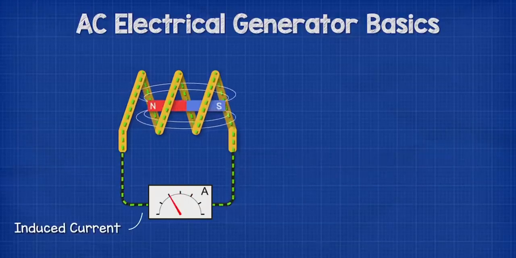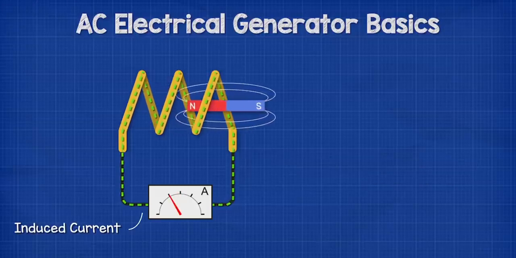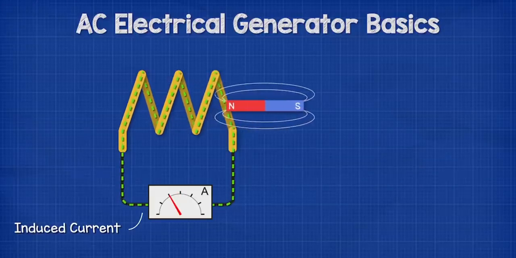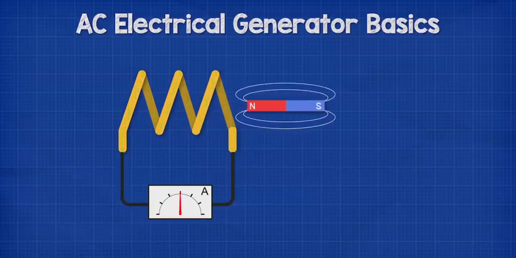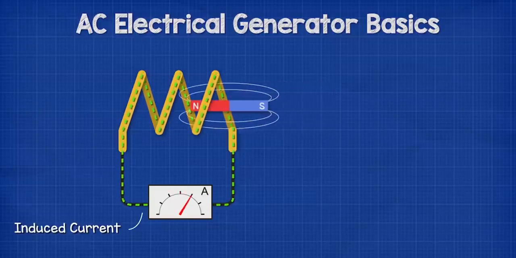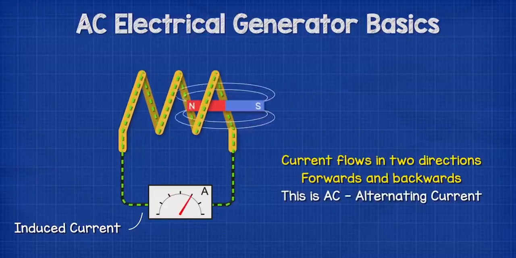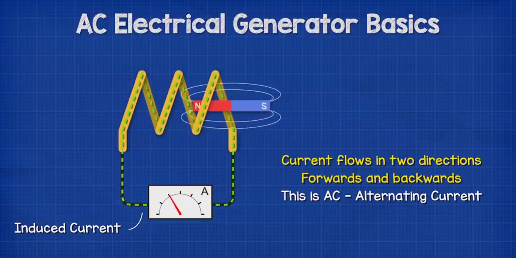When the magnet is moved in the opposite direction, the current flows in the opposite way, and the dial indicates a reverse current. If we move the magnet in and out repeatedly, the current will therefore alternate between flowing forwards and backwards. This is how AC or alternating current is generated. The current is continuously alternating in direction.